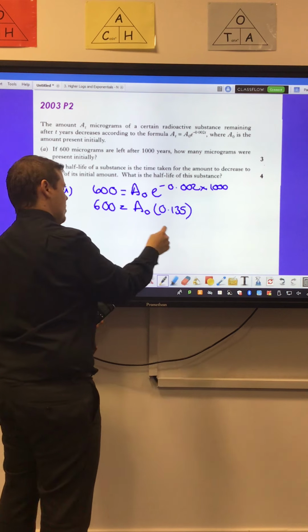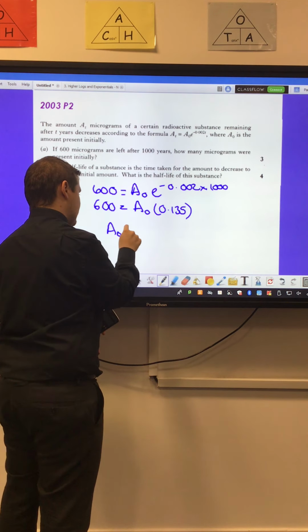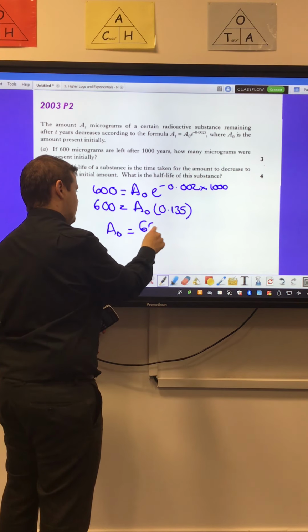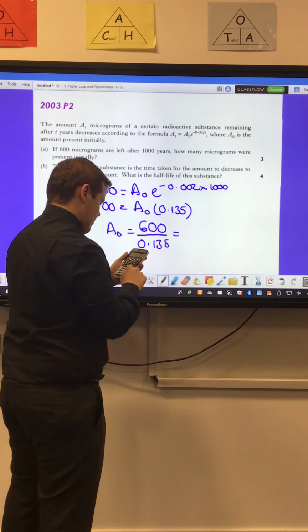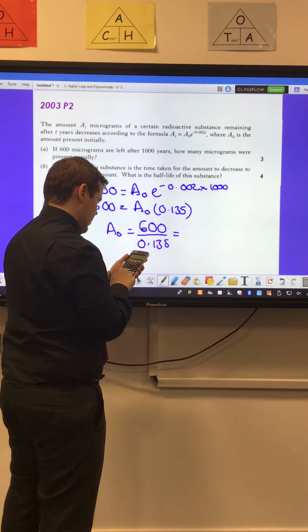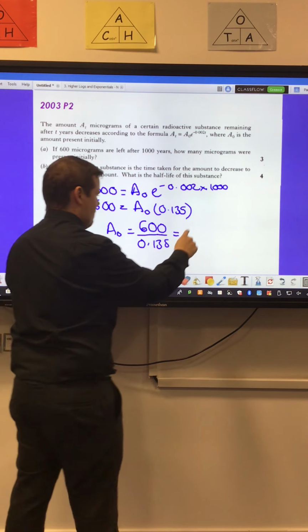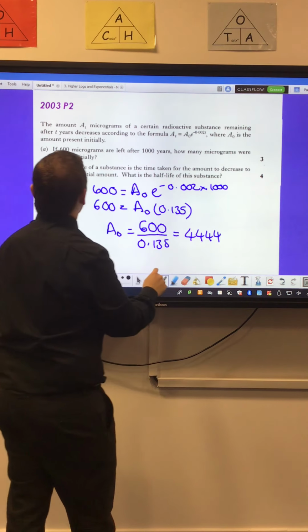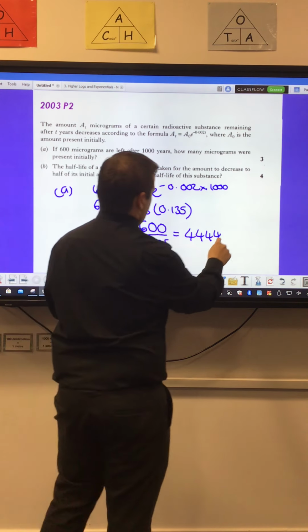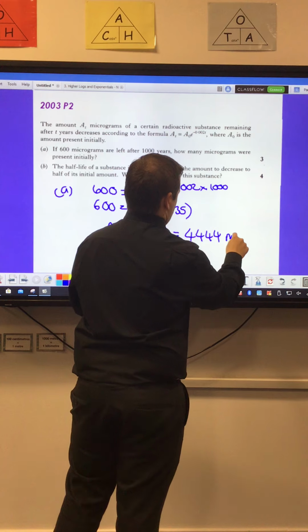To get A naught, I'm going to divide both sides by that decimal, 0.135. What does that give me? 600 divided by 0.135. We're talking 4,444. So 4,444 micrograms.